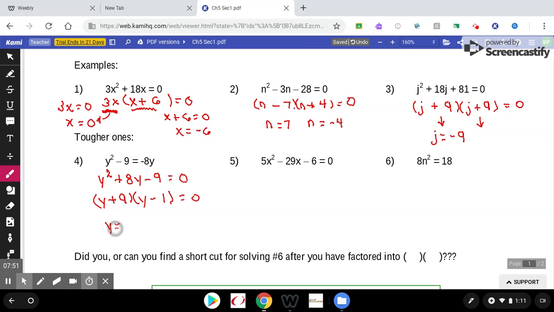Shortcut. Switch the sign. Why am I switching the sign? Because negative 9 and positive 9 make 0. Shortcut. Switch the sign on the second set of parentheses. Why? Because positive 1 and negative 1 make 0.